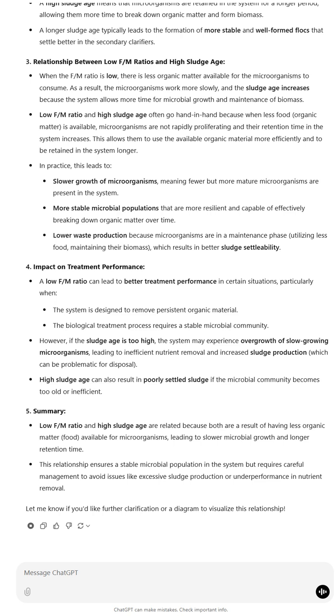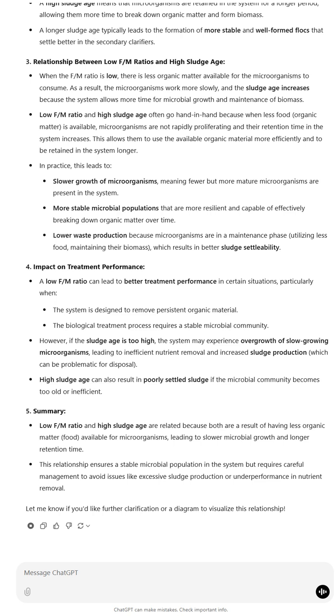Low F/M ratio and high sludge age often go hand in hand because when less food, organic matter, is available, microorganisms are not rapidly proliferating and their retention time in the system increases. This allows them to use the available organic material more efficiently and to be retained in the system longer.